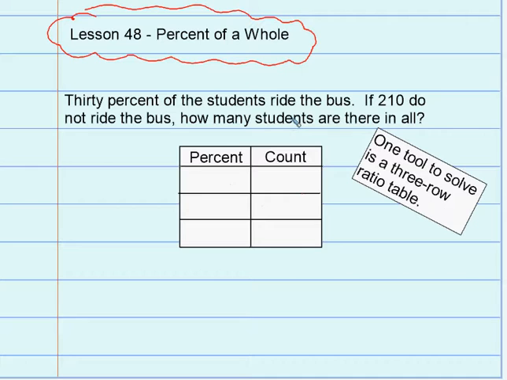30% of the students ride the bus. If 210 students do not ride the bus, how many students are there in all?